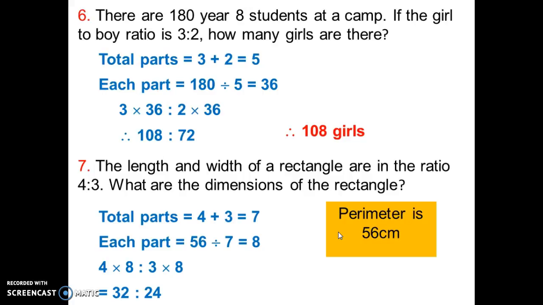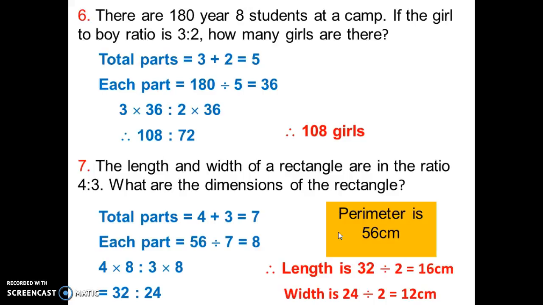Now, that would be both lengths to both widths. So we actually have to halve them to go 16 plus 16, 12 plus 12 equals 56. So you've got to be careful. That is the relationship between the lengths and the widths. So you have to make sure you're aware that there's 2 lengths and 2 widths. That's why you had to divide it by 2.